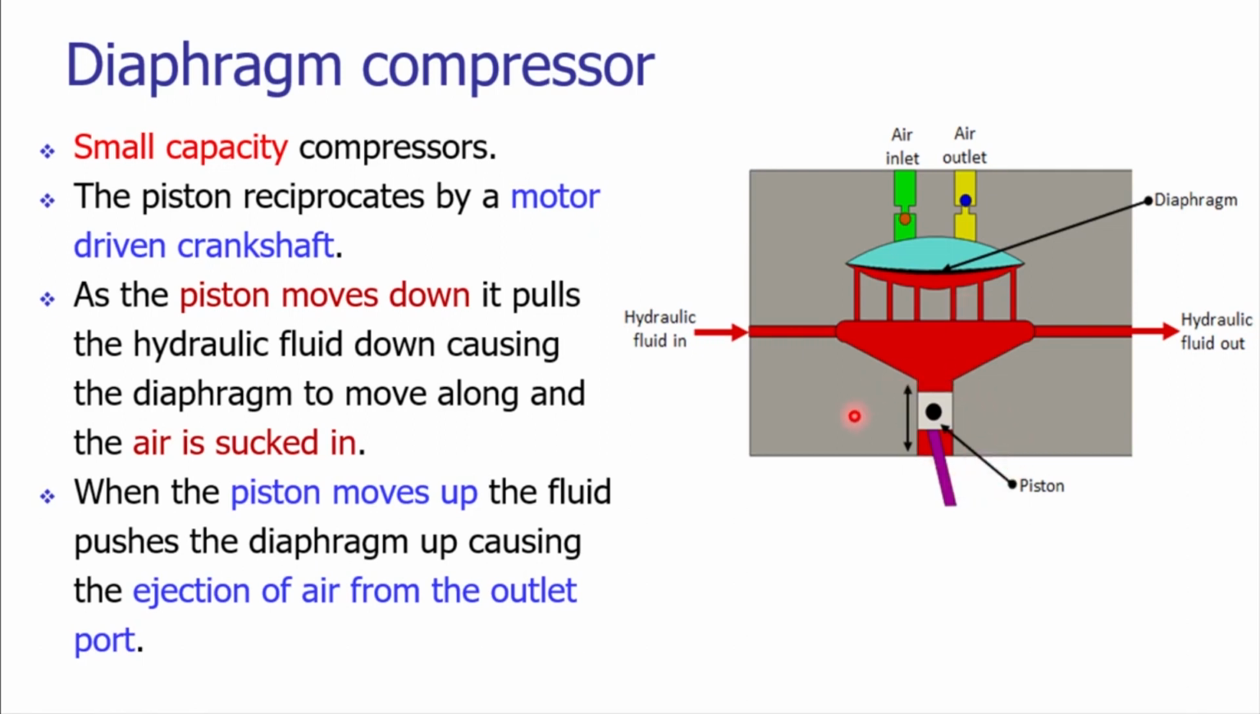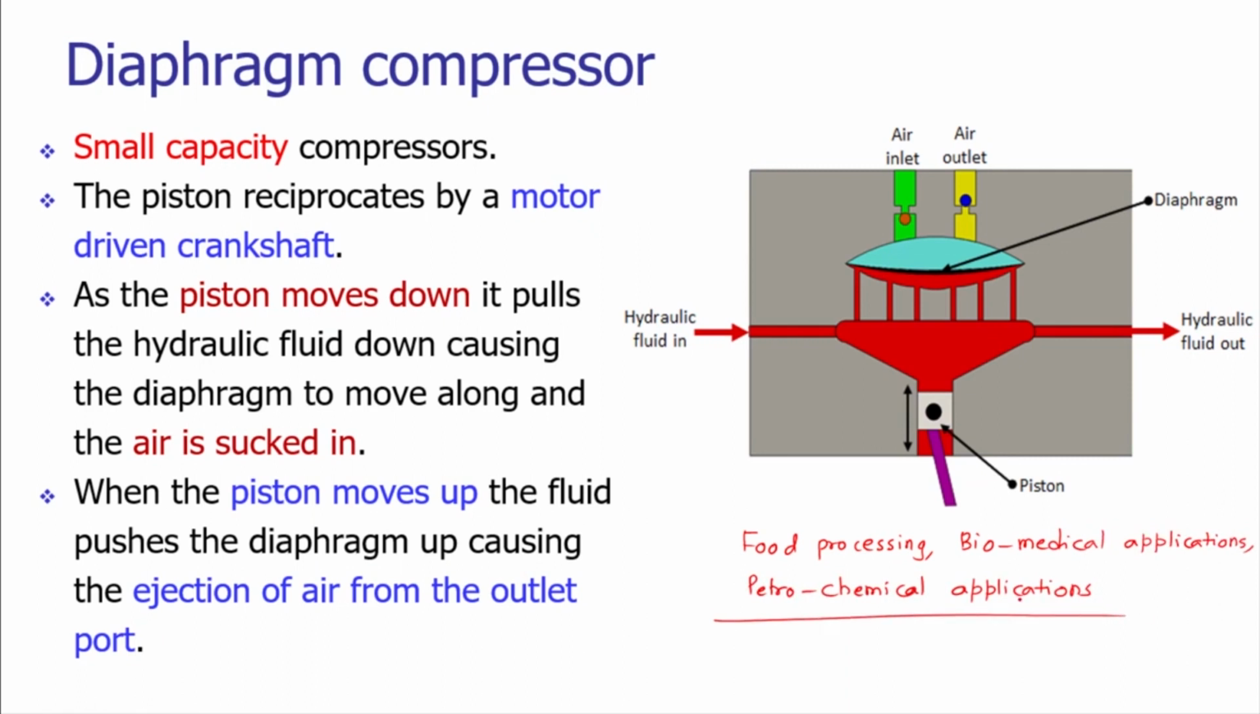So in this way the diaphragm compressors are used, where there is no contact of the processing air with the piston cylinder arrangement. The advantage of the diaphragm compressor is that it generates clean compressed air. So for applications in the food processing industry, biomedical applications, or in the petrochemical applications where we require clean compressed air, these kinds of diaphragm compressors are used.